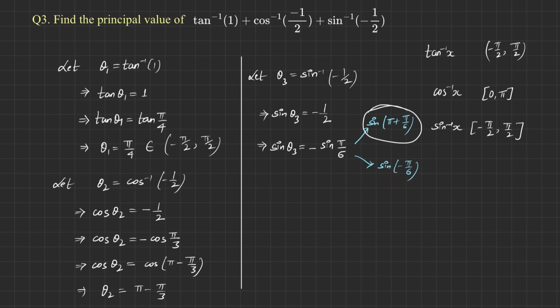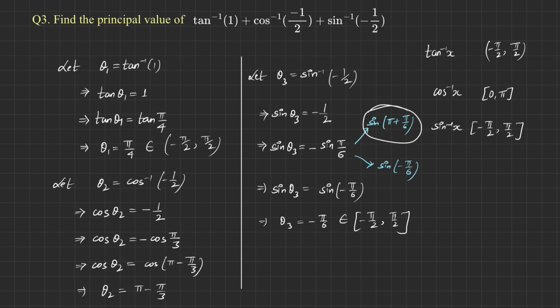So here sine theta 3 equals sine of minus pi by 6. So this implies theta 3 equals minus pi by 6, and yes, minus pi by 6 belongs to the closed interval minus pi by 2 to pi by 2.